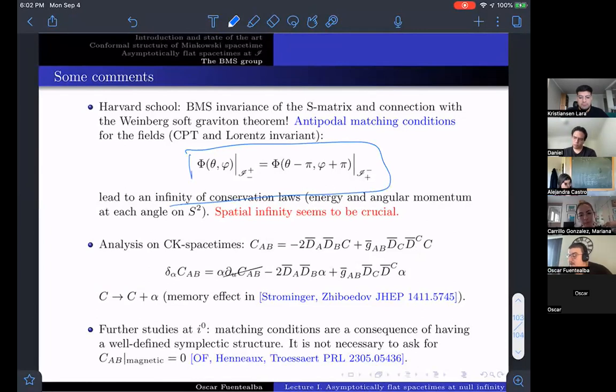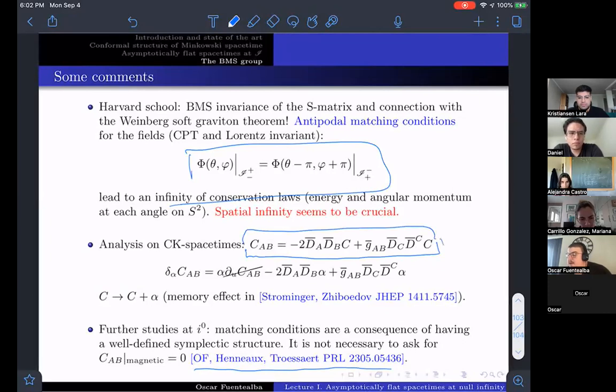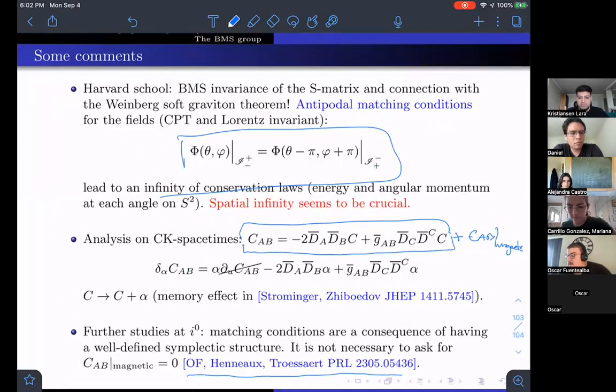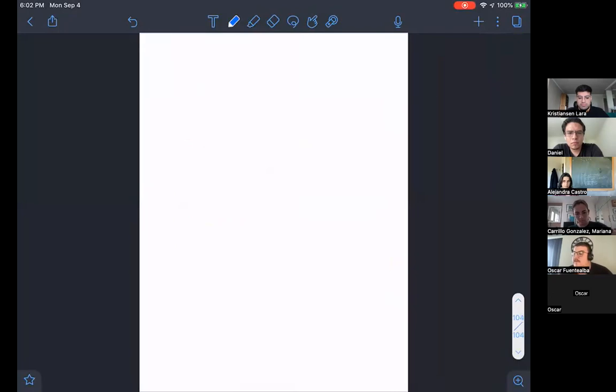And also we found in this very recent paper with Marc and Cédric that it is not necessary, to find these matching conditions, to impose that the shear takes exclusively this form, and it can also have another part that we call the magnetic part, which is really related to parity violating terms when one describes a tensor on the two-sphere. Okay, so that's all. Thank you.